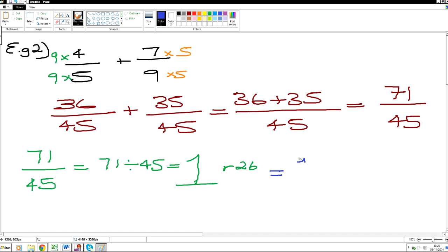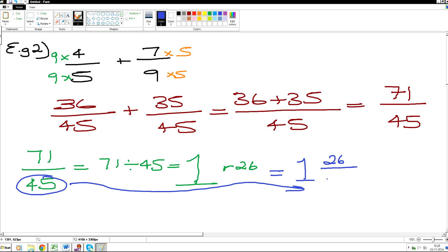1 remainder 26. The 1 goes at the front. The remainder goes on the top. And the bottom number from here gets copied all the way onto the bottom. So 1 and 26 over 45. So top heavy fraction, does it mean when the top numerator is bigger than the denominator? Yeah. That's called an improper fraction. We have to do this, what we've been doing in the previous lesson. So it's all coming together into one lesson. If it's an improper fraction, you divide the top number by the bottom number. 71 over 45 means 71 divided by 45.